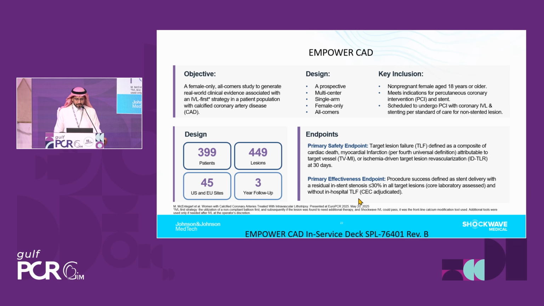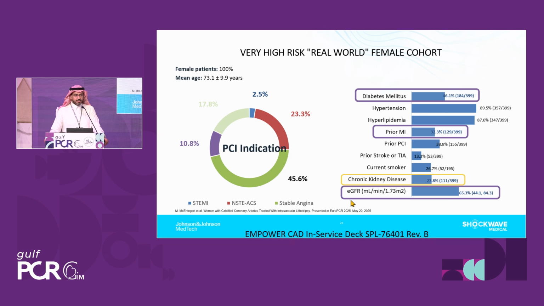at 30 days, and the primary effectiveness endpoint, procedural success defined as stent delivery with a residual instant stenosis less than 30% in all target lesions, and without in-hospital failure.